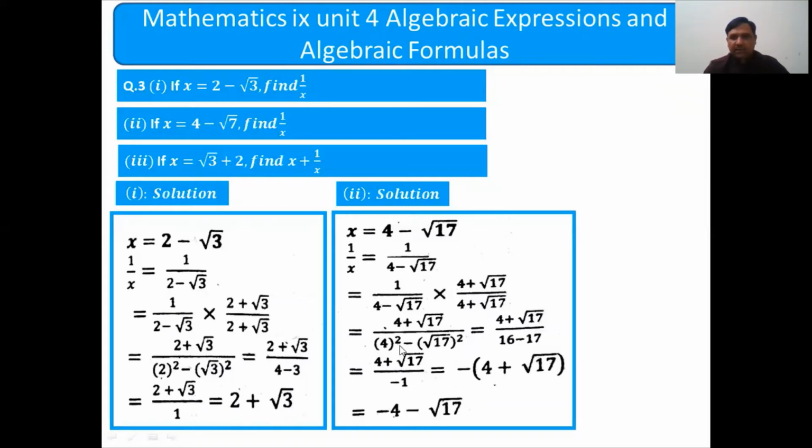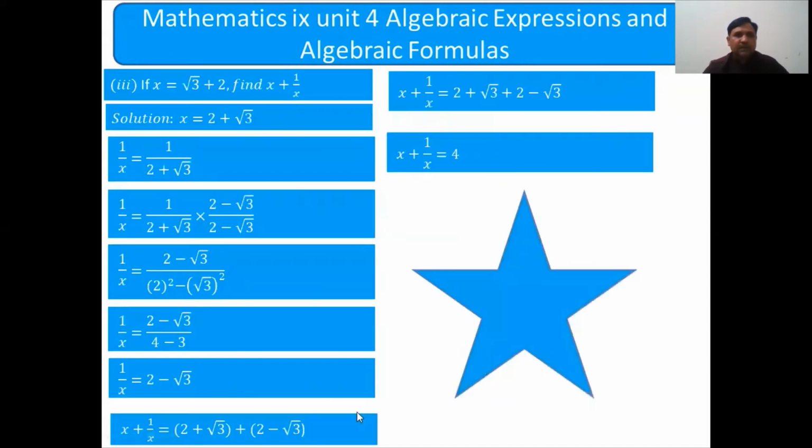So this can be written as 4 square is 16, and this square will cancel out with the square root, and we have 17. So we have 4 plus square root of 17 divided by 16 minus 17. 16 minus 17 is minus 1. So we can write it as minus of 4 plus square root of 17. So when we multiply this minus, we have minus 4 minus square root of 17. Sorry. So this is the value of 1 by x.